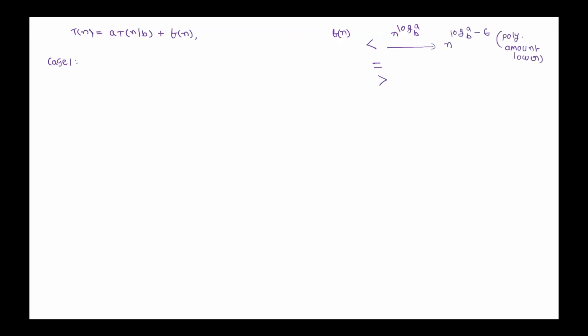Okay, what is this polynomial amount? That you can understand. The n power epsilon amount should be lower. That you will come to know after some examples. Similarly, what is this case?